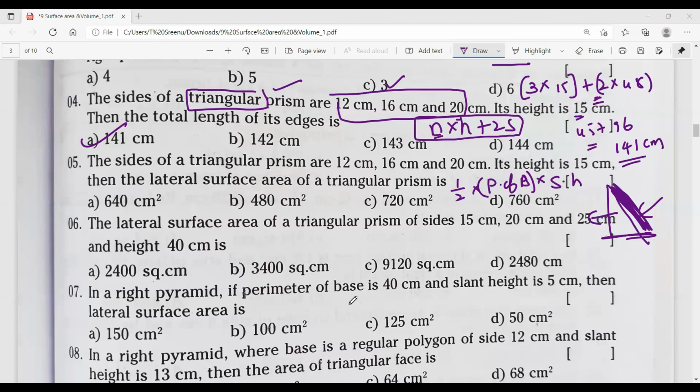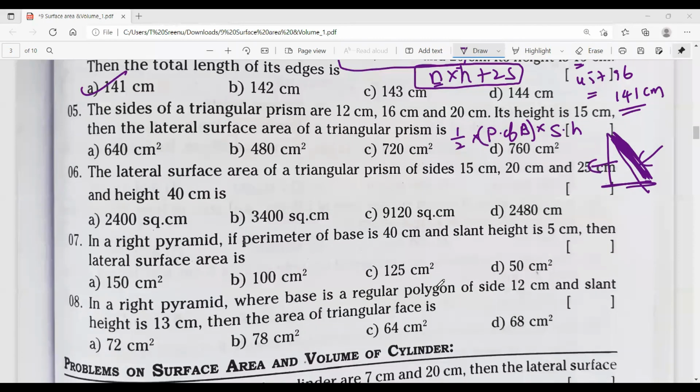Okay, you try these 5, 6, 7, 8. At least any 2 sums you try. Anyway, time is coming. Tomorrow I will explain. Don't worry. 5, 6, 7, 8.